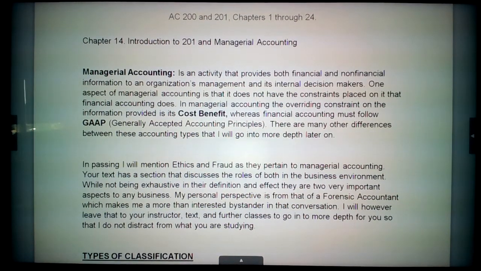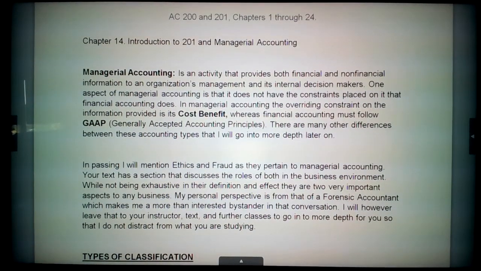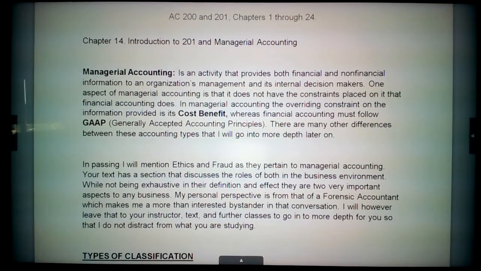This is a quick view of Introduction to Managerial Accounting, AC 201, chapter 14 in the book. And we're just going to do a compare and contrast and go over some of the basic concepts in managerial accounting.